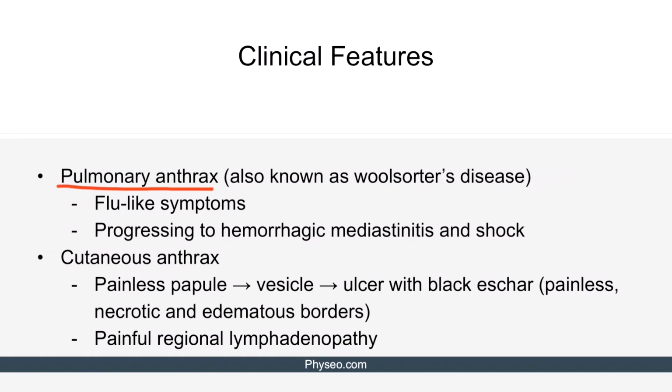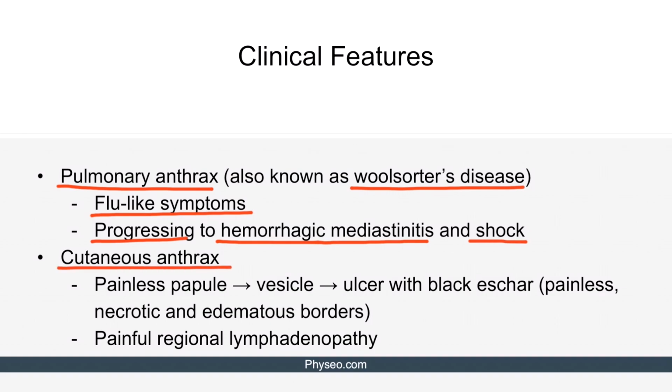Pulmonary anthrax is also known as Woolsorter's disease. Initially, it may present with flu-like symptoms such as fever and myalgias, but later it may progress to hemorrhagic mediastinitis, which can be life-threatening. When the spores enter the alveoli, they're phagocytosed by the alveolar macrophages and taken to the mediastinal lymph nodes where they release toxins. This causes hemorrhagic mediastinitis, which presents with symptoms like fever, chest pain, shortness of breath, hypoxia, and shock.